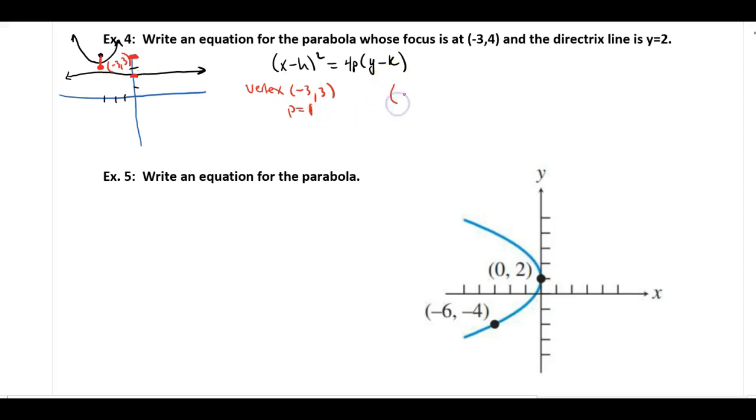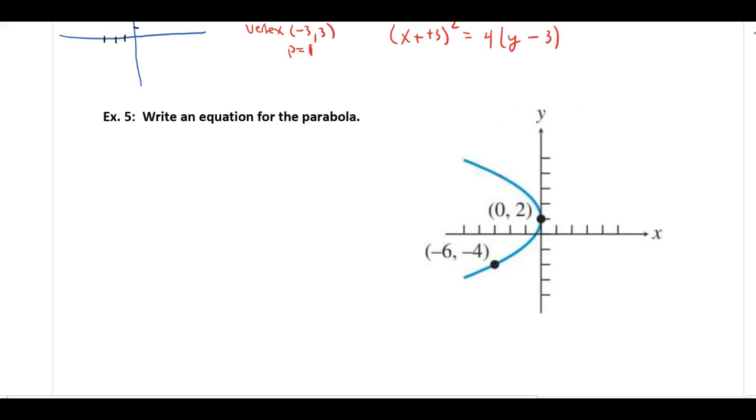So now my equation, x minus negative 3, it becomes x + 3, all squared, equals 4 times 1, which is 4, times (y - 3). And that is my equation. Okay, now the last one here. Right away, (0, 2) is my vertex. It opens left, so I know I'm using (y - k)² = -4p(x - h).